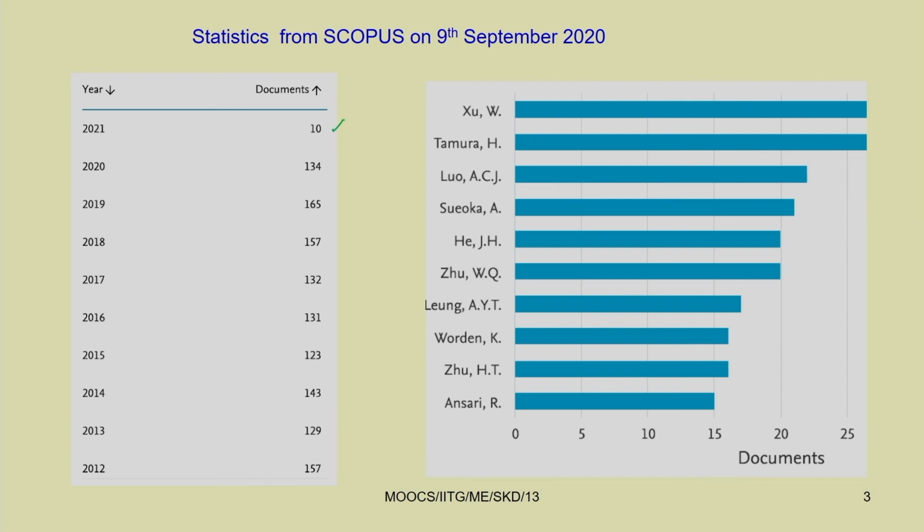related to the Duffing oscillator. The most prominent authors who have worked in this field are W. Su, H. Tamura, A. C. J. Luo, A. Sueka, J. H. He, W. Q. Zhu, A. Y. T. Leung, K. Oden, S. T. Zhu and R. Ansari. You can find many other authors also working in this field. More than 3000 papers are found just on the Duffing oscillator.